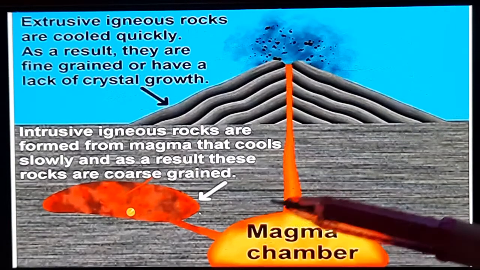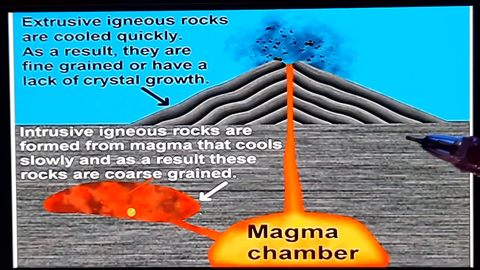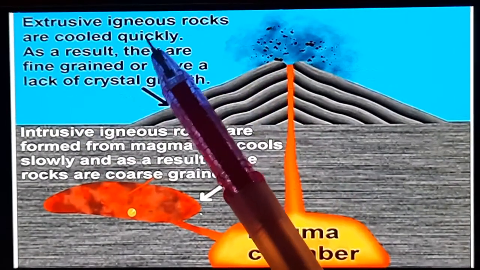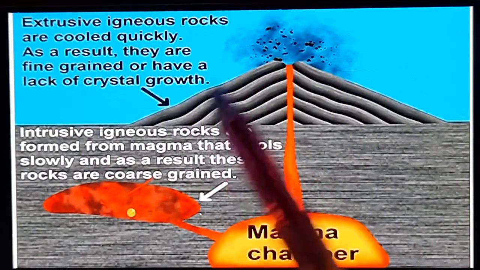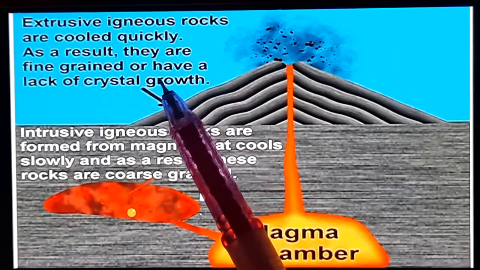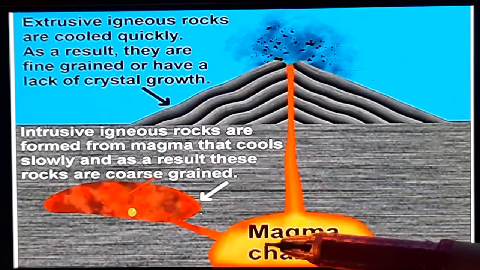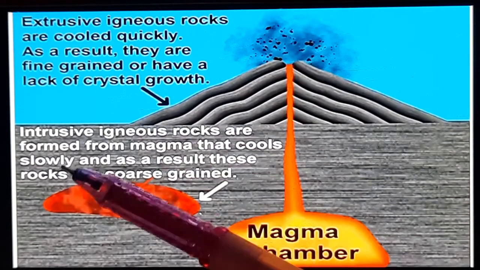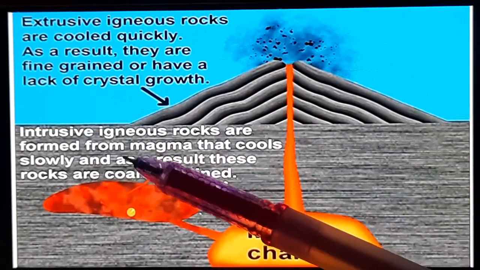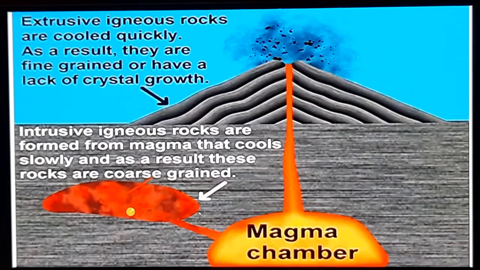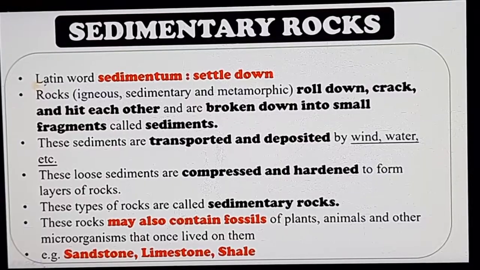More clearly, just look at the diagram also here. As you can see, it is a magma chamber, volcanic eruption as you can see. So extrusive igneous rocks are cooled quickly. Just here, cool quickly. As a result, they are fine grained or have a lack of crystal growth. And the magma chamber here as you can see. So intrusive igneous rocks are formed from magma that cooled slowly. And as a result, these rocks are coarse grained.